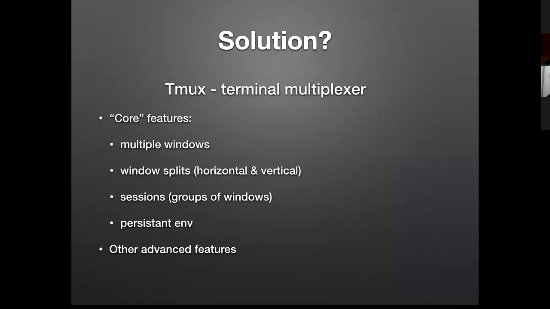Tmux is short for terminal multiplexer, and its core features are that it enables you to have multiple terminal windows within one terminal. A cool thing it enables you to do is window splits, both horizontal and vertical. It enables you to have sessions, groups of windows, and a persistent environment. If you're a beginner, some of these terms might be unfamiliar to you, but we'll dive into examples. I recorded a couple of short videos for this presentation, so you'll get to really see what all these terms mean and how a window split looks.